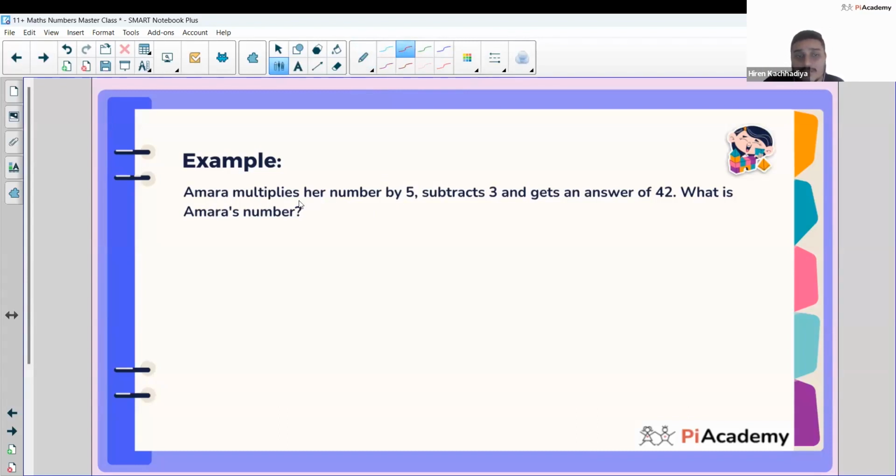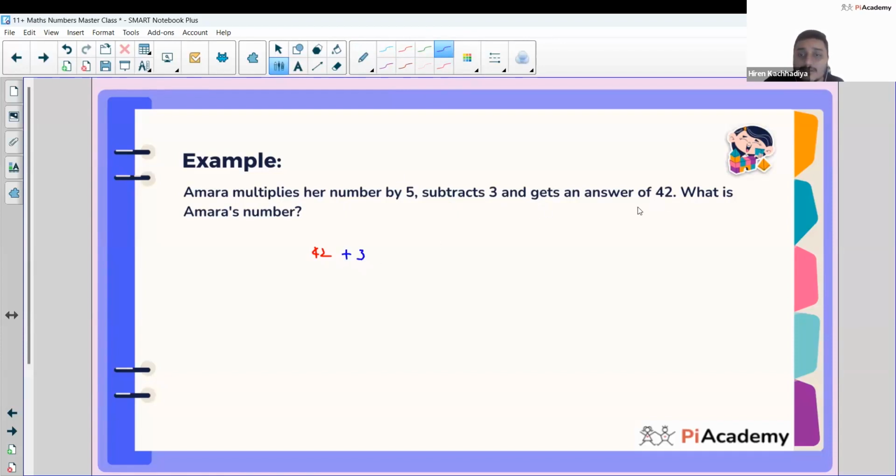From the initial words, these are the things given to you. But if you can apply the inverse, like you can start from the end, your answer is 42. Fine, no problem. Now, here what you are doing is subtracted 3. So what we can do, instead of subtraction, you can do plus 3, okay.